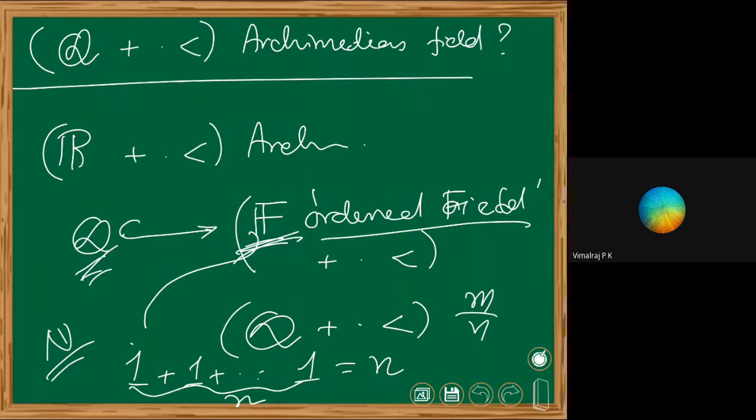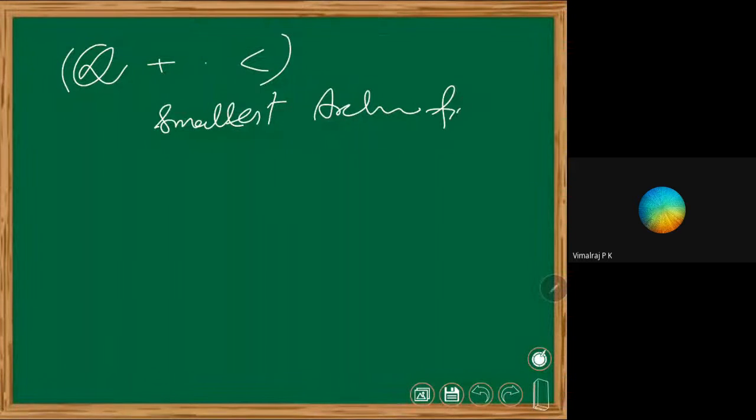Are you getting me? Q is the smallest Archimedean field that you can start with. There are big fields containing this. One is R. But can you state a field in between?